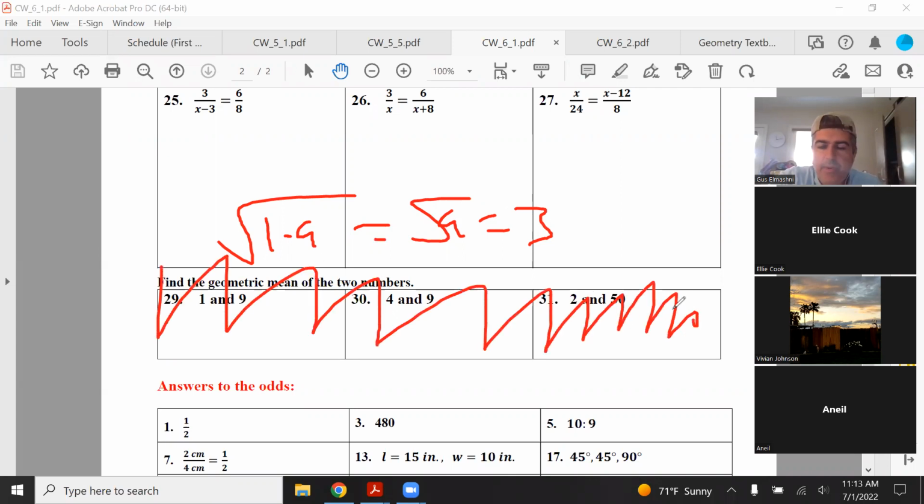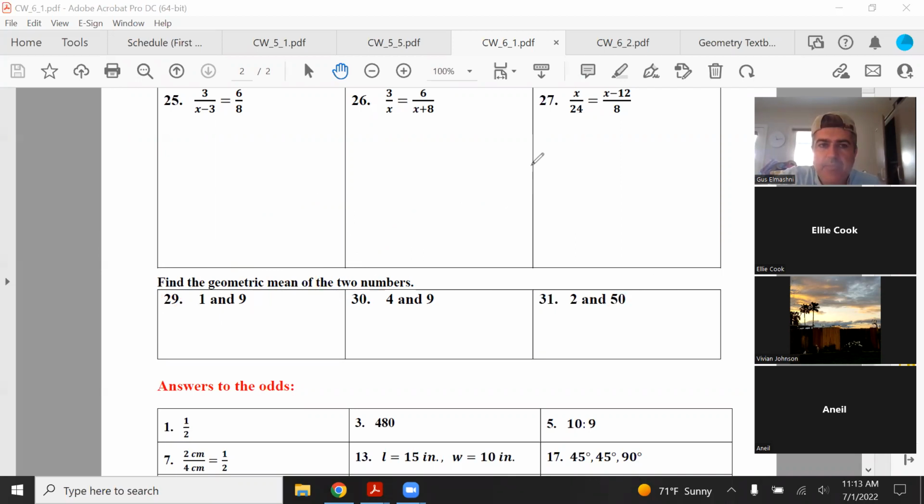Don't worry about 29 to 31. But if you're curious to know what it is, you multiply two numbers and take the square root. That's called a geometric mean. Arithmetic means you add two numbers and you divide by 2, or divide by the number of numbers you have, if you want to find an arithmetic mean, or what we know as an average.